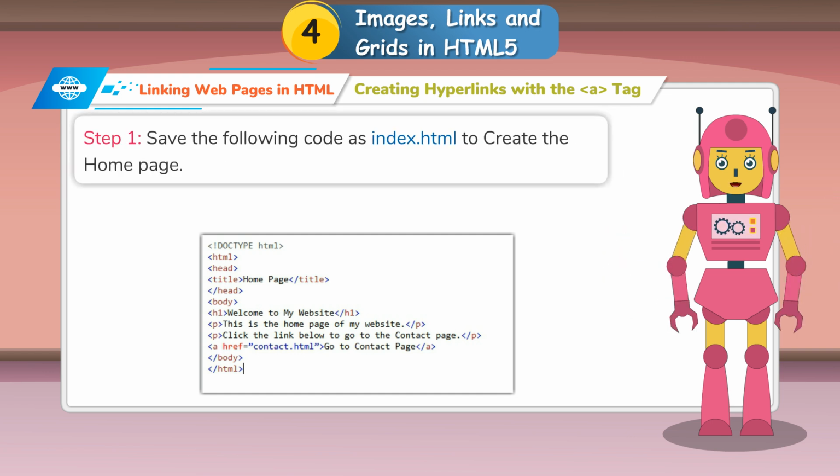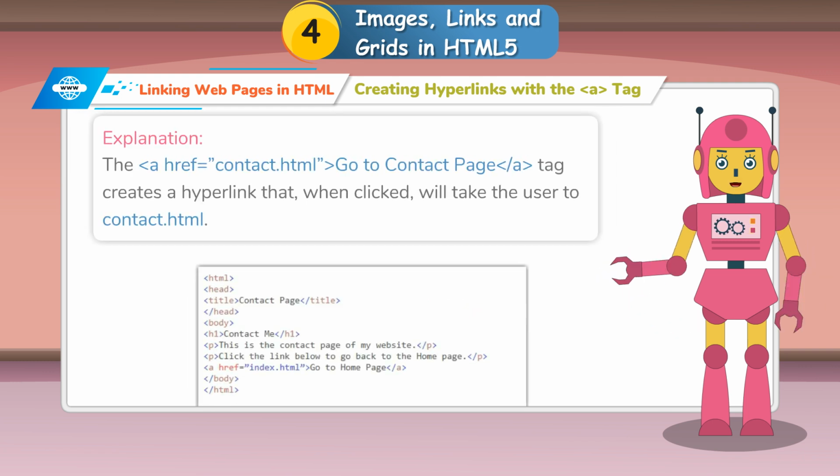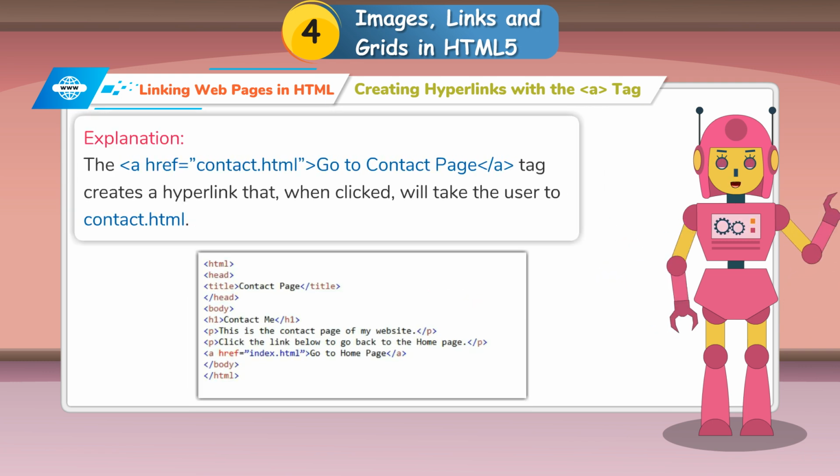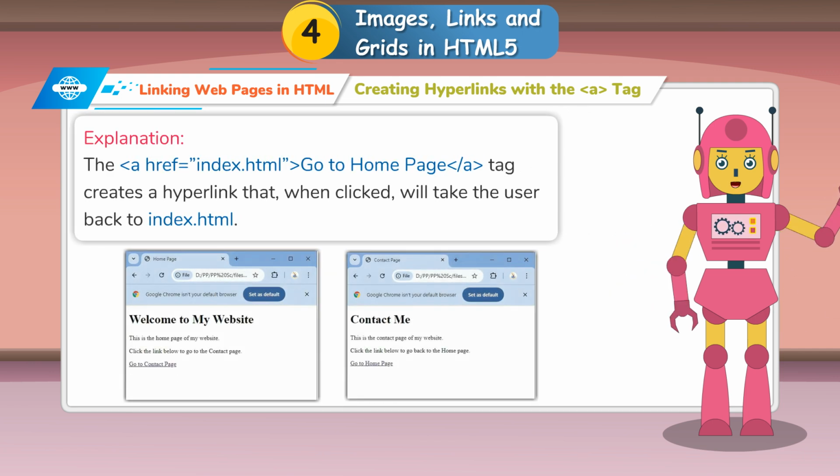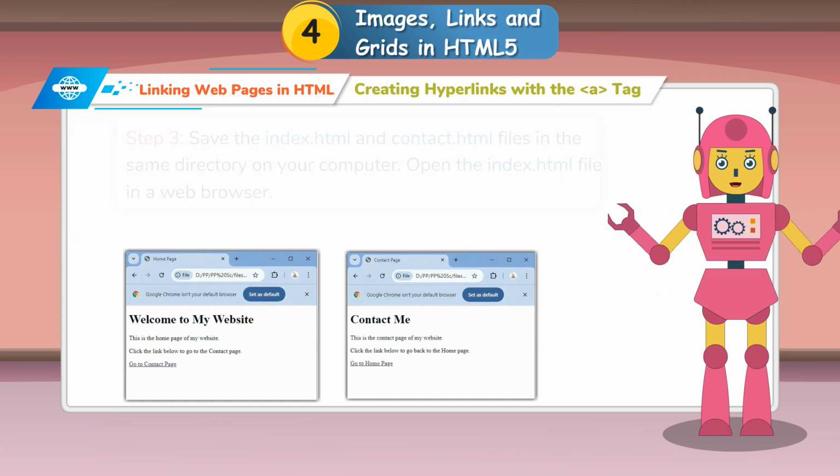Step 1. Save the following code as index.html to create the home page. Explanation. The a tag creates a hyperlink that when clicked will take the user to the contact page. Step 2. Save the following code as contact.html to create the contact page. Explanation. The a tag creates a hyperlink that when clicked will take the user back to the home page.